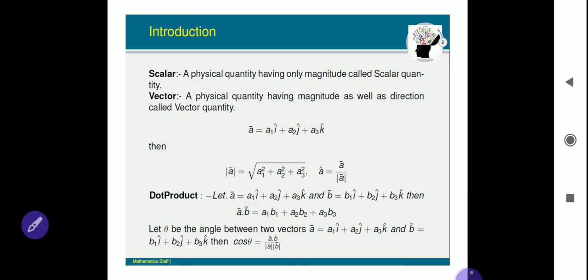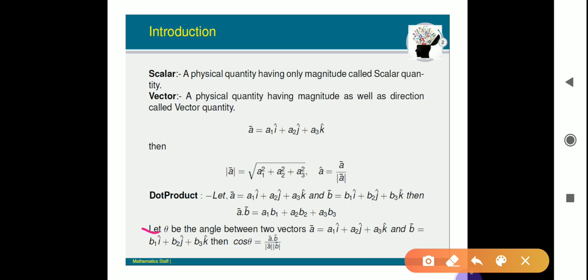Now, given the same vectors a bar and b bar, how do we find the angle between them? Suppose someone asks you how to find the angle between two vectors. Let theta be the angle between the two vectors. Then the angle can be calculated using the formula cos theta is equal to a bar dot b bar upon magnitude of a bar into magnitude of b bar, where a bar and b bar are these vectors. And how do we find the magnitude? For magnitude use this formula, and for the dot product use this. Okay, so this is the angle between two vectors. This is very important again.